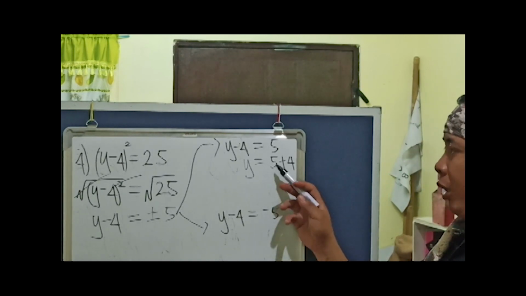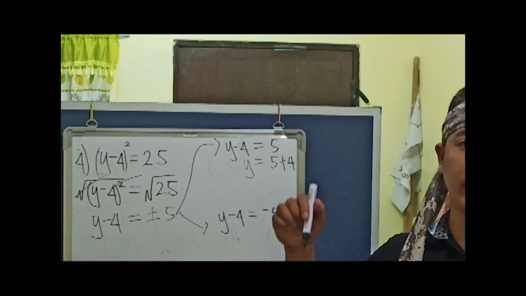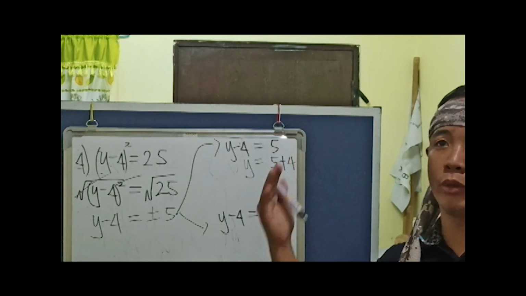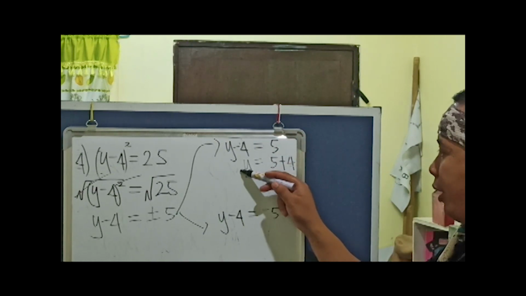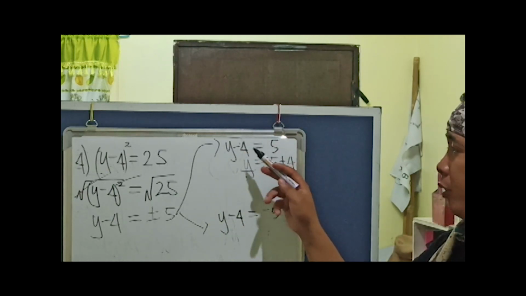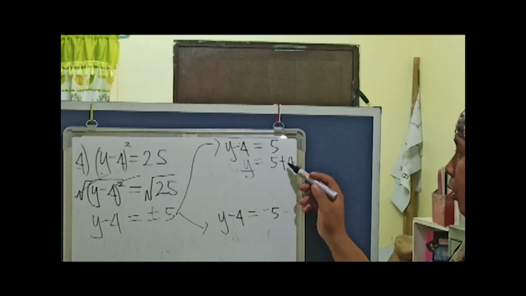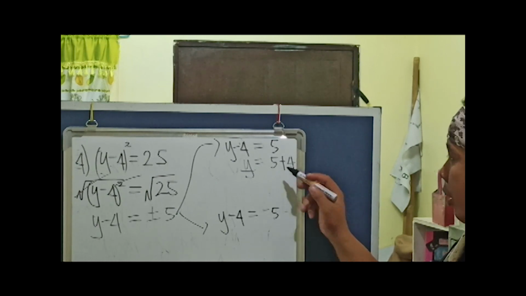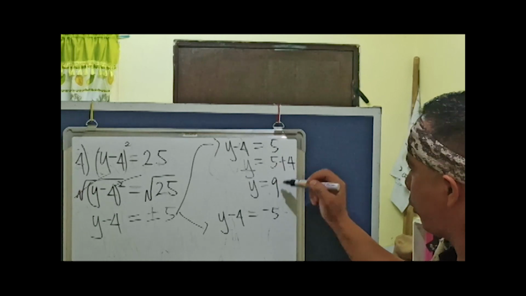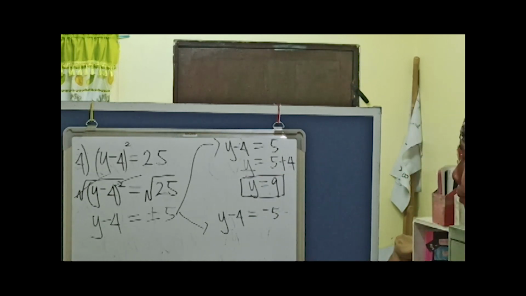So if you are going to ask why plus 4, just recall the rules on transposition. If we have negative 4 and then we want that to cross on the other side because we want to find the value of y, we have the opposite operation. So since this is minus 4, we will have plus 4. And 5 plus 4 is equal to 9. So we will have y is equal to 9.